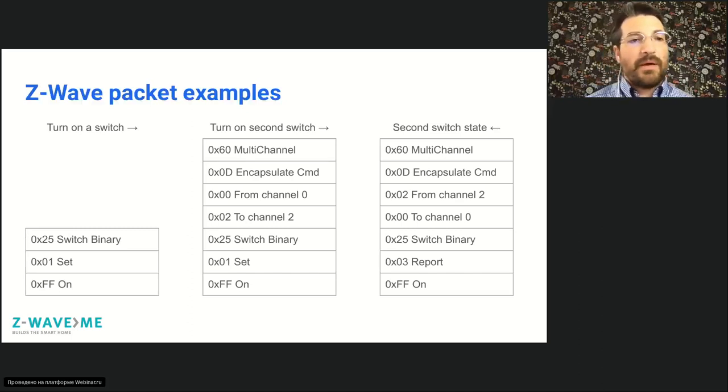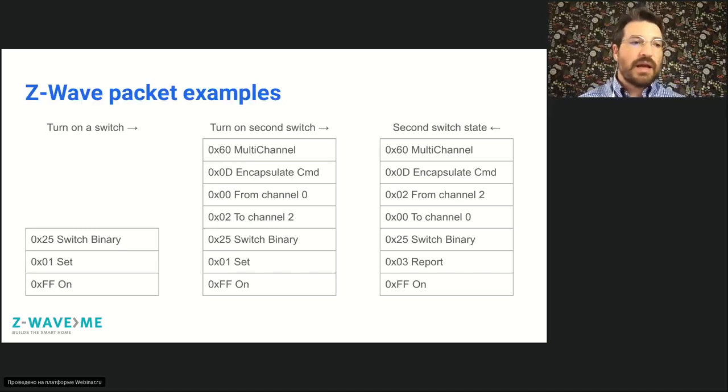Sometimes devices have several channels. For example, the Fibaro double switch, which is included in our presentation, is a device that contains two channels, two switches. And to control two switches, you don't have anything in the switch binary command class to define and tell exactly which switch to turn on or off.